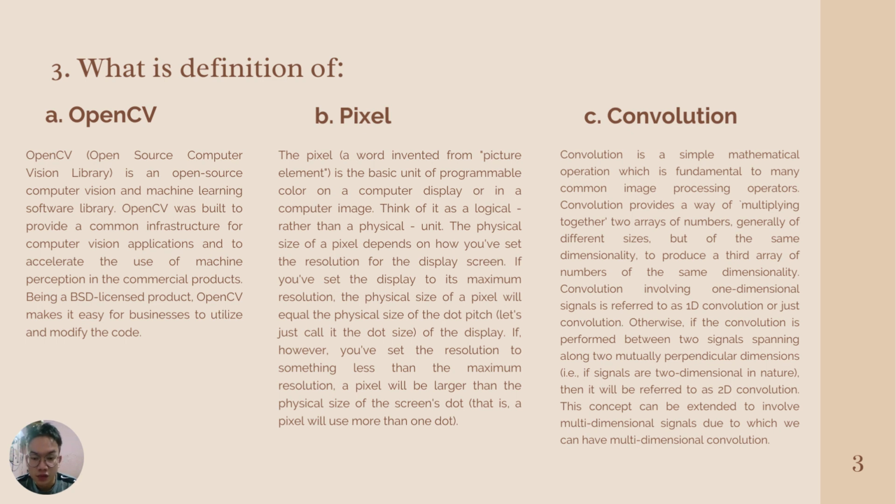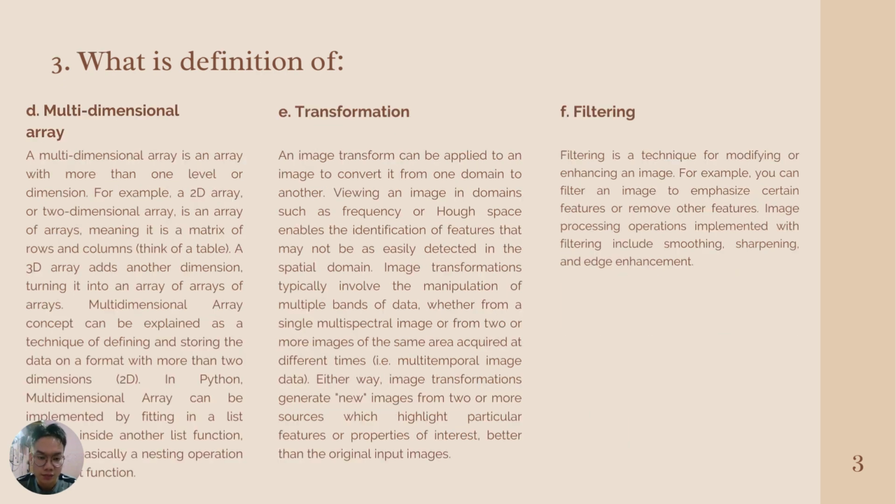Otherwise, if the convolution is performed between two signals spanning along two mutually perpendicular dimensions, for example, if signals are two-dimensional in nature, then it will be referred to as 2D convolution. This concept can be extended to involve multi-dimensional signals, due to which we can have multi-dimensional convolution.